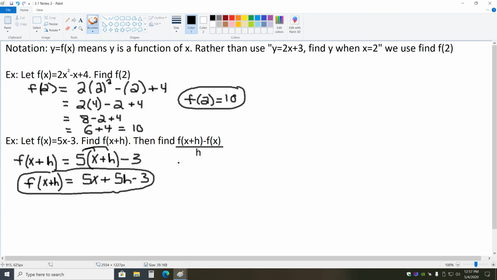Okay, so from here, now we need to find f of x plus h minus f of x all over h. This is a little tricky, but go ahead and see if you can try to figure this out from what we've already done in this problem. Take a moment to pause the video.